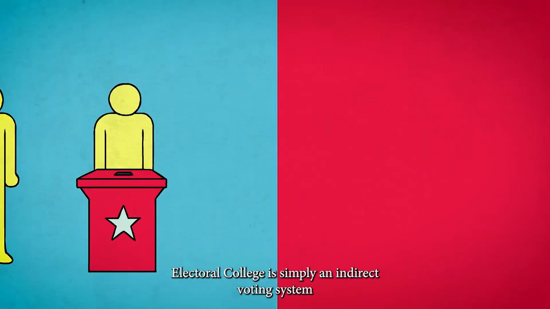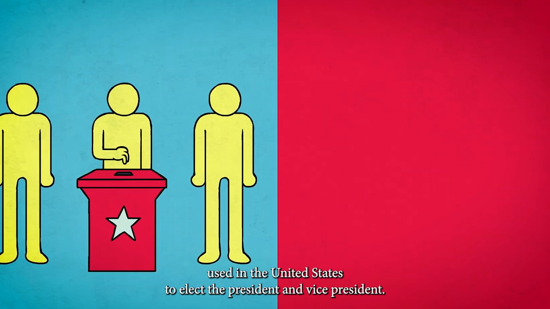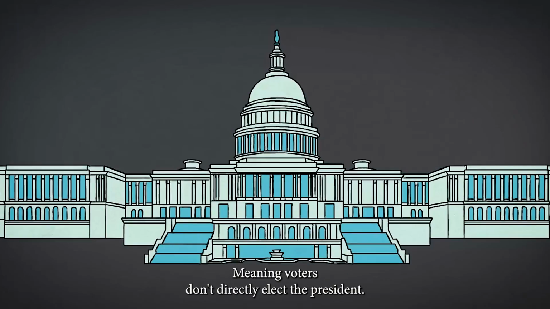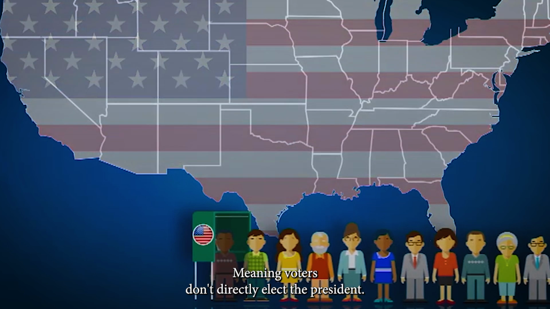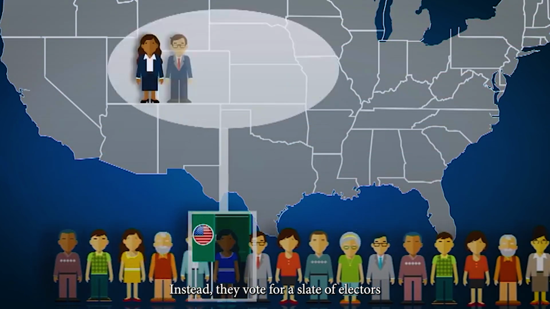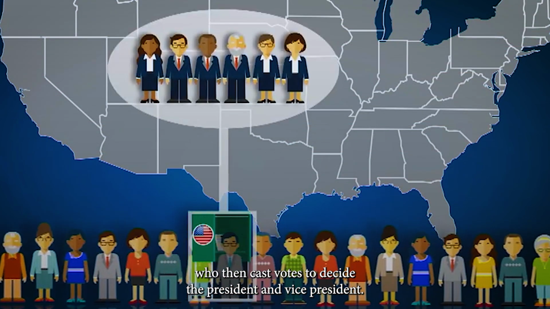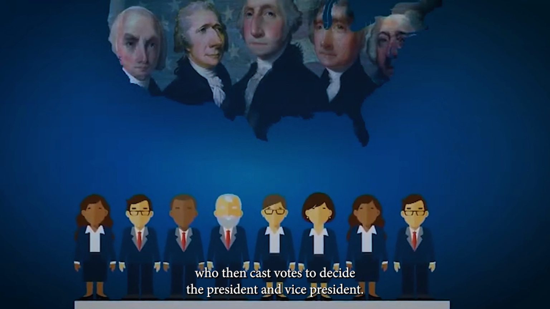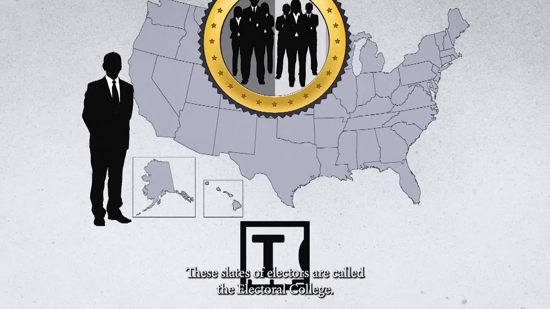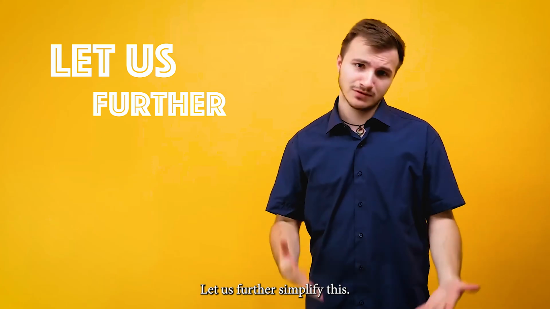Electoral College is simply an indirect voting system used in the United States to elect the president and vice president, meaning voters don't directly elect the president. Instead, they vote for a slate of electors who then cast votes to decide the president and vice president. These slates of electors are called the Electoral College. Let us further simplify this.